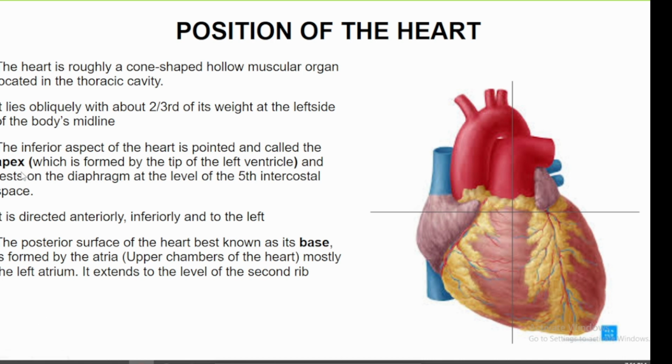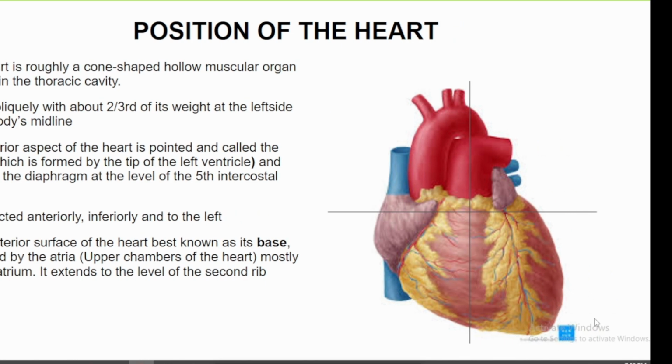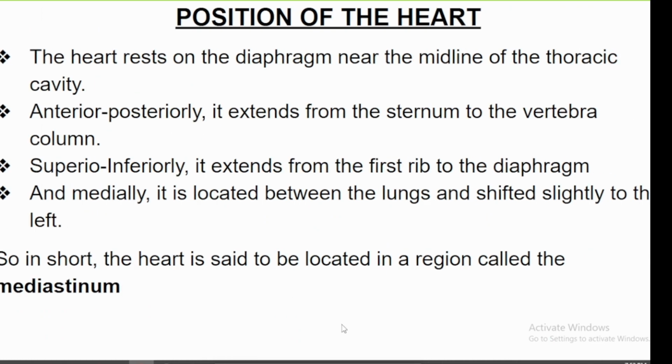Is that okay? Now, mind you, we just studied the positions. So the inferior aspect of the heart is pointed and called the apex. Inferior means what? Downwards. And its opposite is superior, which is upwards. So the inferior aspect of the heart is pointed and called the apex. So when we look at the heart here, this is going to be the inferior aspect.